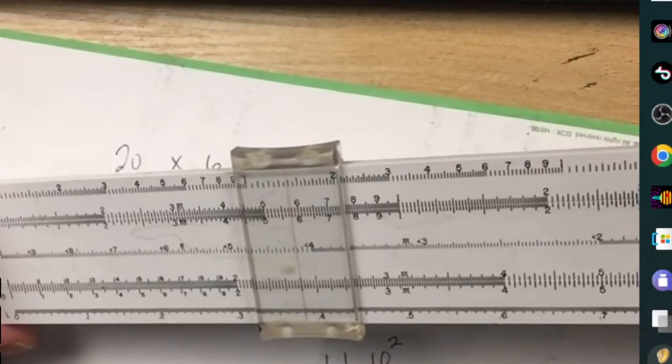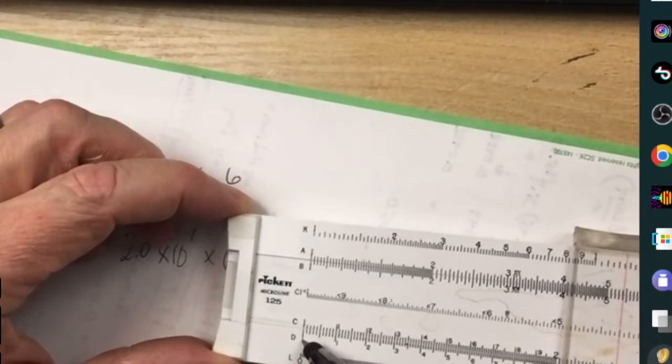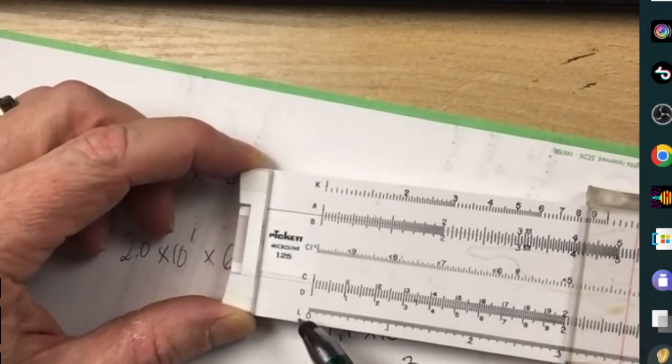Now that's probably enough for right now. Tomorrow what I want to do is talk a little bit about some of these other scales. So we're talking about the C and the D scale, which are the main scales on the slide rule right now. And we also talked about the L scale.